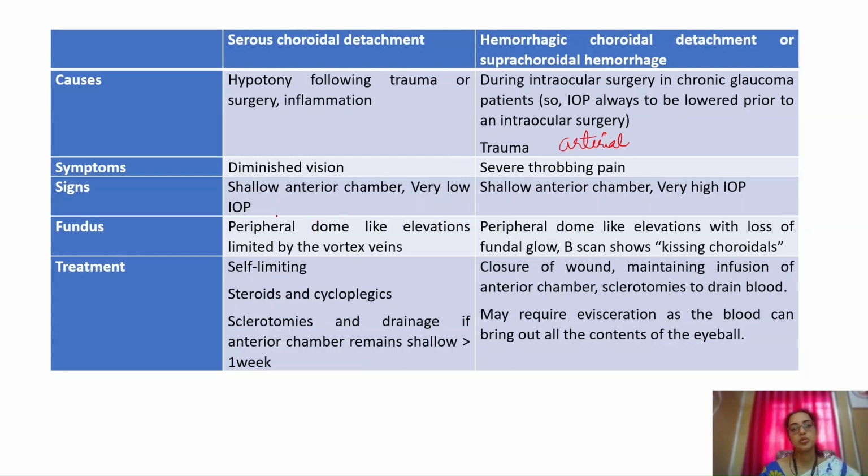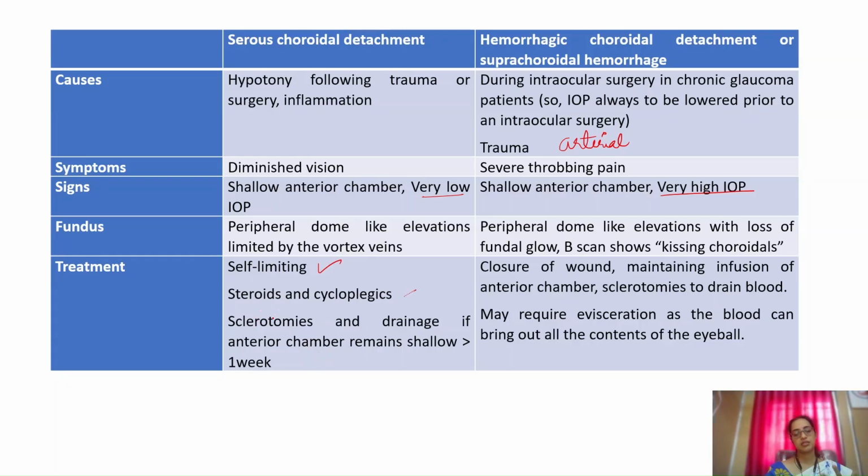On examination, you'll see a shallow anterior chamber with very low IOP in serous choroidal detachment, in contrast to hemorrhagic choroidal detachment, which has very high IOP. Fundus will show dome-like elevations limited by the vortex veins. Here you see peripheral dome-like elevations with the loss of glow. The fundus glow is lost, and the B scan will show kissing choroidals. Serous choroidal detachment is a self-limiting condition which can be treated with topical steroids and cycloplegics. Sometimes you can even use oral steroids.